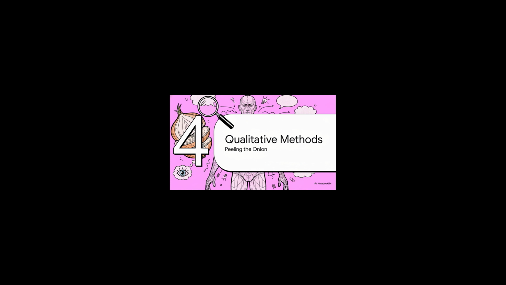Which brings us to Section 4, qualitative methods, peeling the onion. Sometimes numbers just can't fully answer the question, right? When that happens, we shift to a route where the researcher themselves becomes the ultimate measuring instrument.